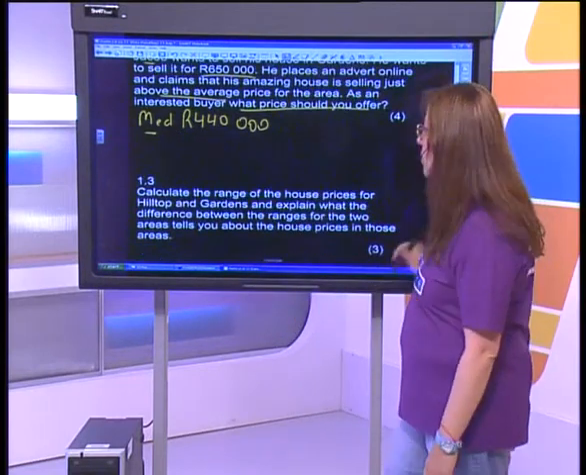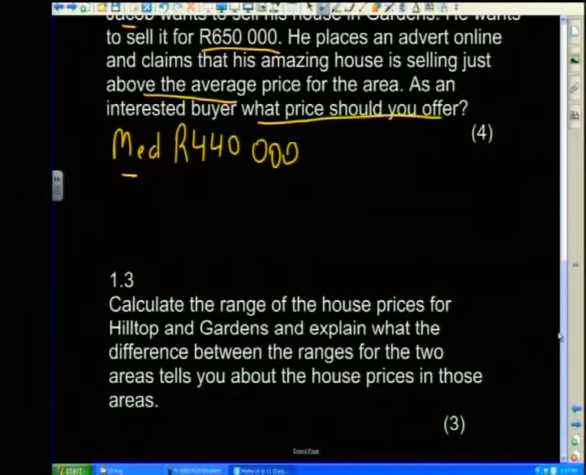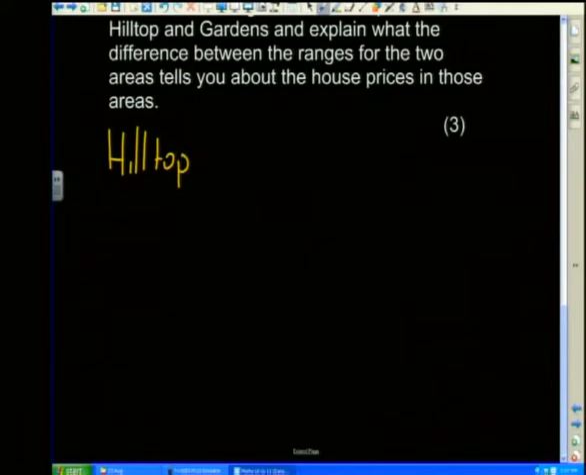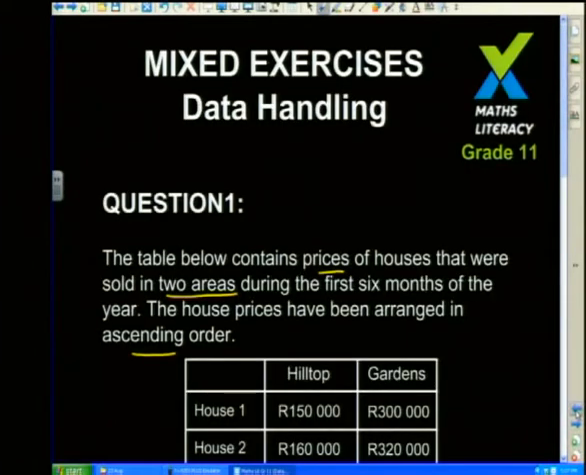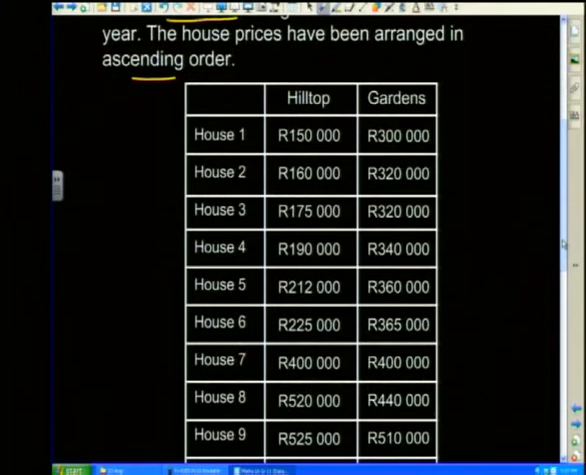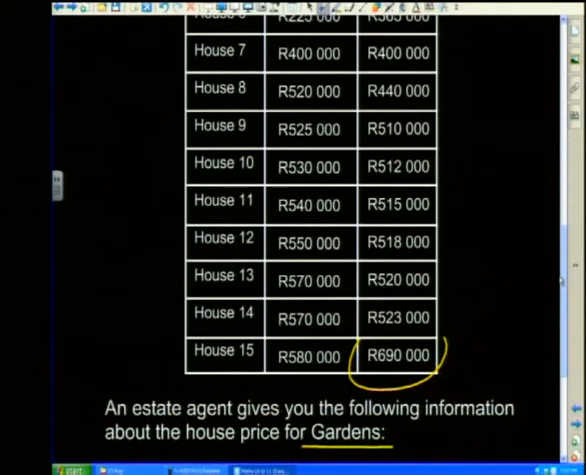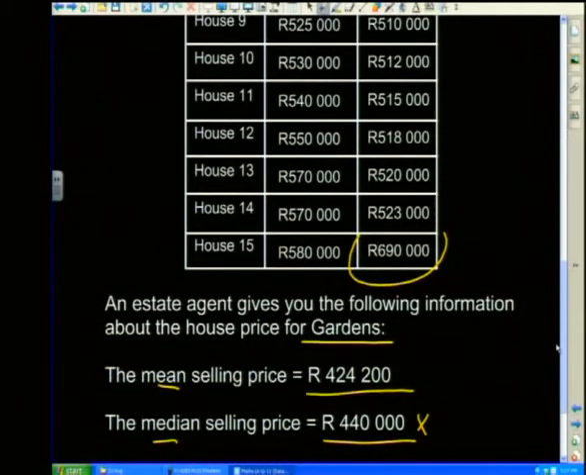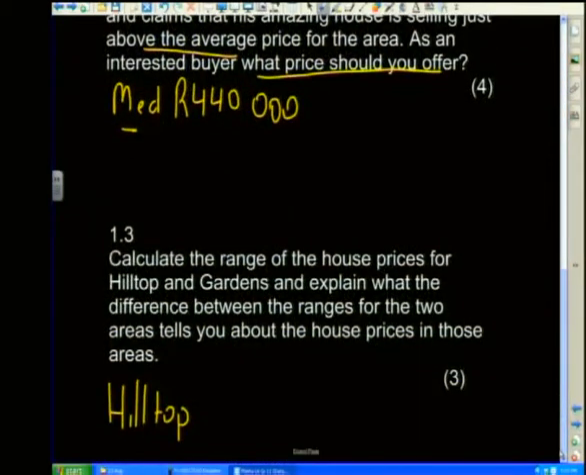Now let's go to the next question, which says, calculate the range of the house prices for Hilltop and Gardens and explain what the difference between the ranges for the two areas tells you about the house prices in those areas. So let's start with Hilltop. I'm going to need you to remember numbers, Indy. For Hilltop, it's from 150,000, and our highest was 580. And while you're remembering, remember Gardens is 300,000 to 690. Okay, we got all those numbers.